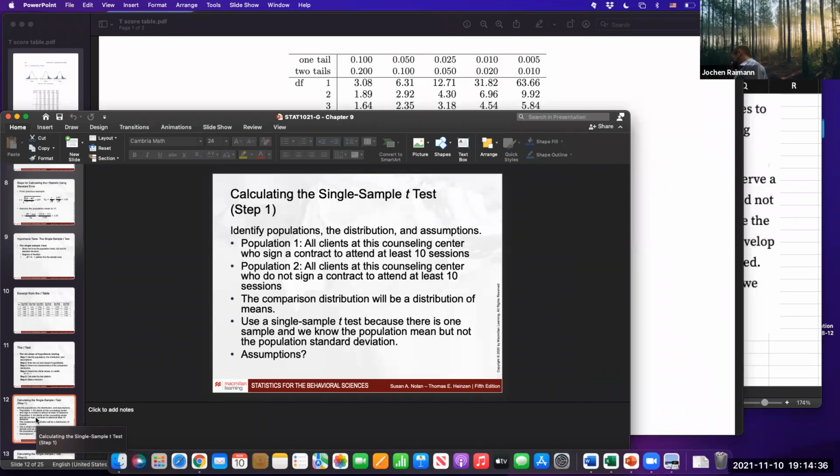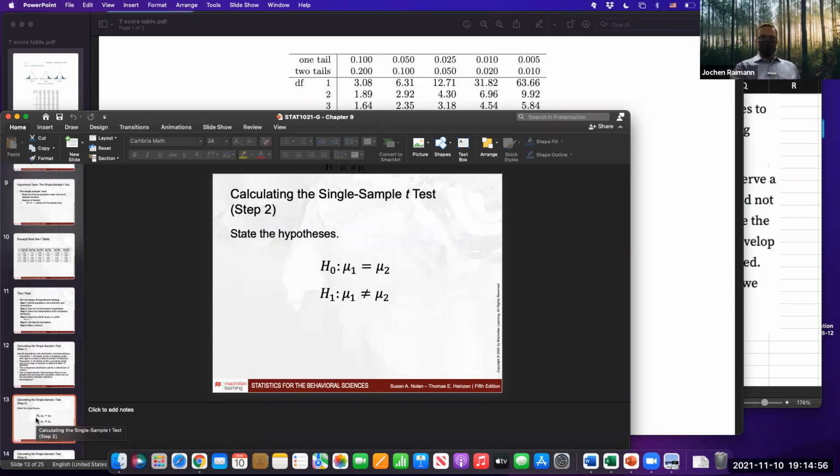So now you have a comparison distribution, which is the distribution of the population means, and you use a single sample t-test because there's one sample, and we know the population mean, but not the population standard deviation. So the assumption is now that both samples are equally distributed. And we are assuming that mu1 and mu2 are under the null hypothesis identical, whereas the research hypothesis is saying that they're not identical.